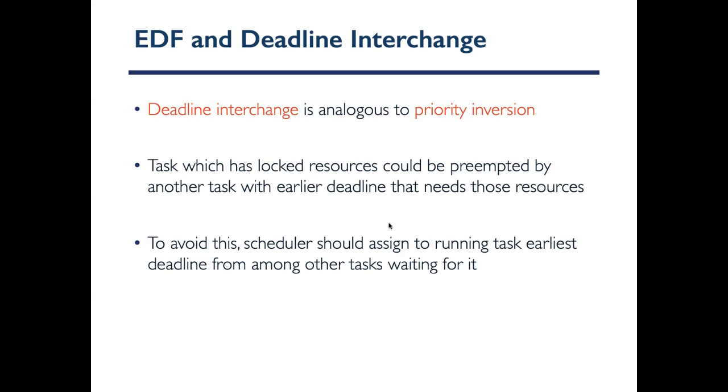Priority inversion basically can happen with EDF. In the context of EDF, we call priority inversion deadline interchange because priorities are identified by deadlines. So if you have priority inversion, you basically have deadline interchange. So a task with an earlier deadline has to wait for a task with a deadline in the future.